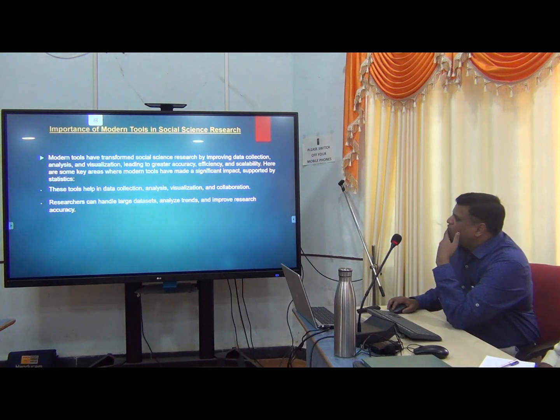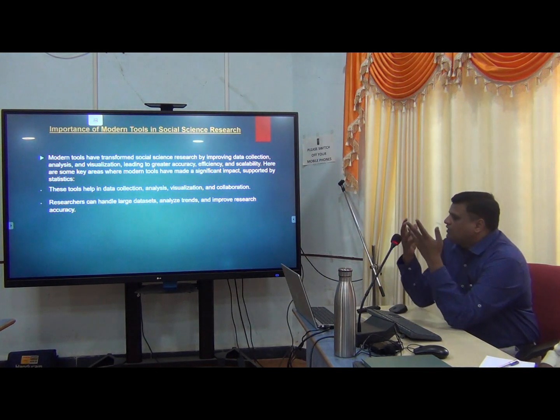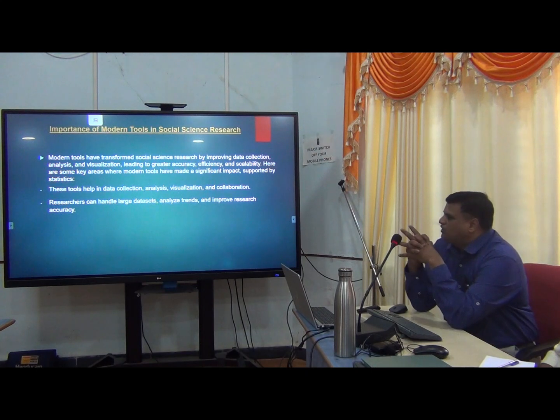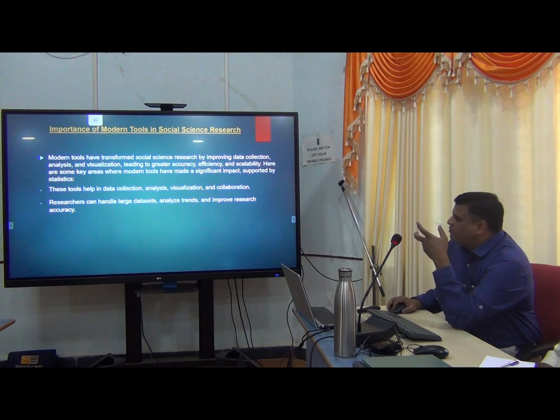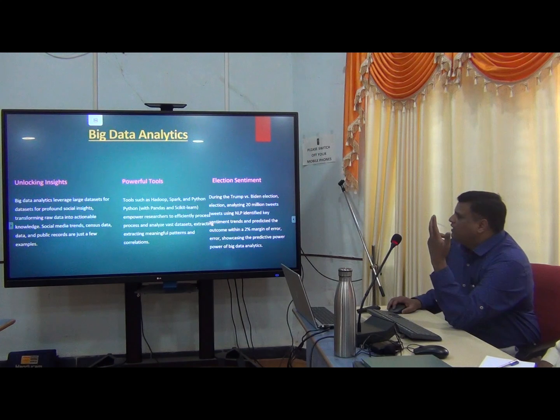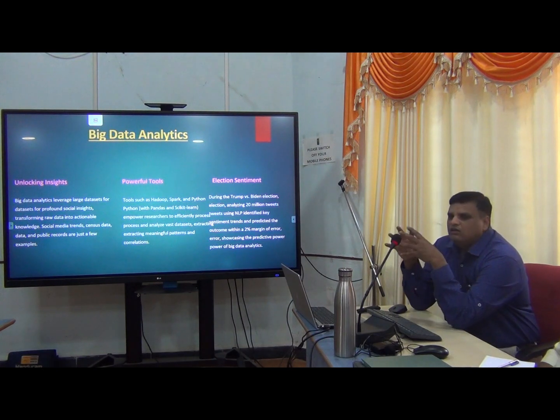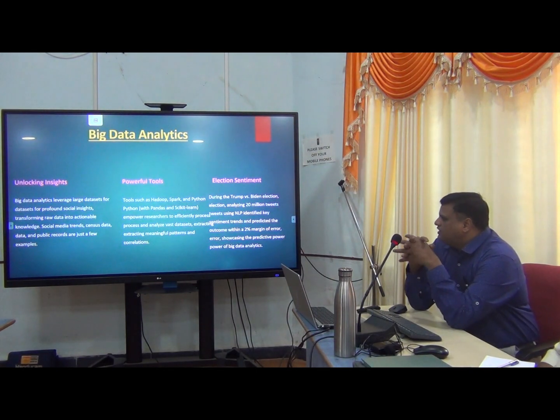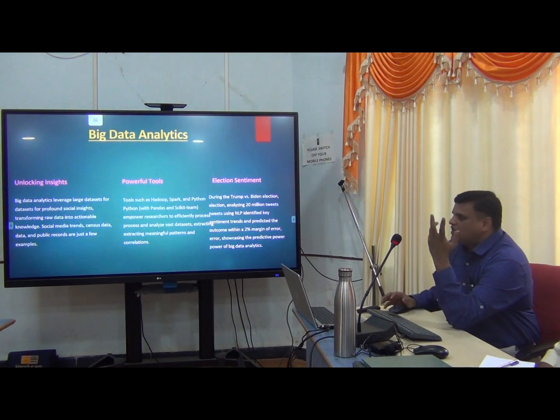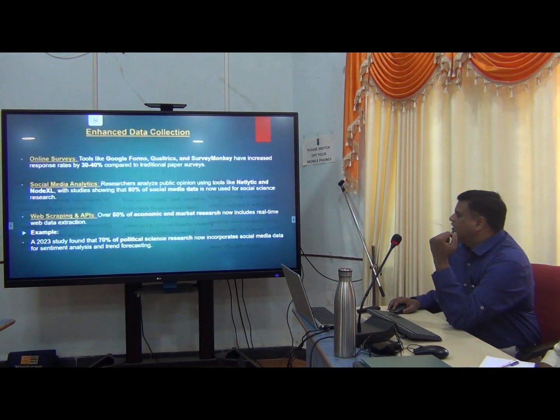Now, what is the importance of modern tools in social science? As I said, they help in data collection, analysis, visualization and collaboration. Researchers can handle large data sets and analyze trends. We have powerful tools like Hadoop, Spark and Python, which I hope you are all familiar with. These have empowered researchers to efficiently process and analyze vast data sets, extracting meaningful patterns and correlations.